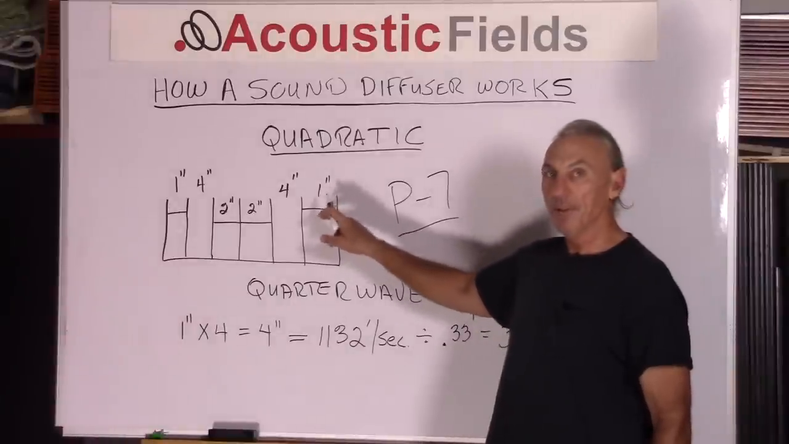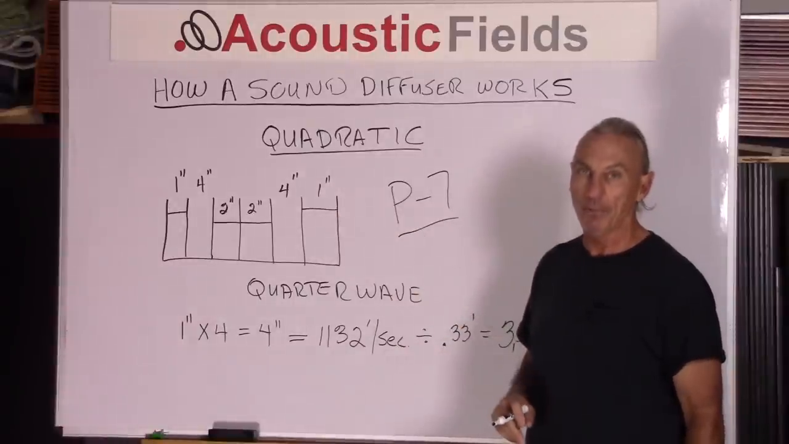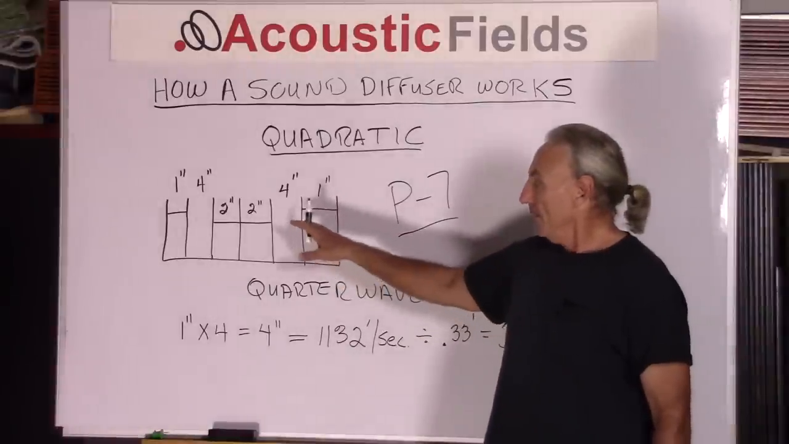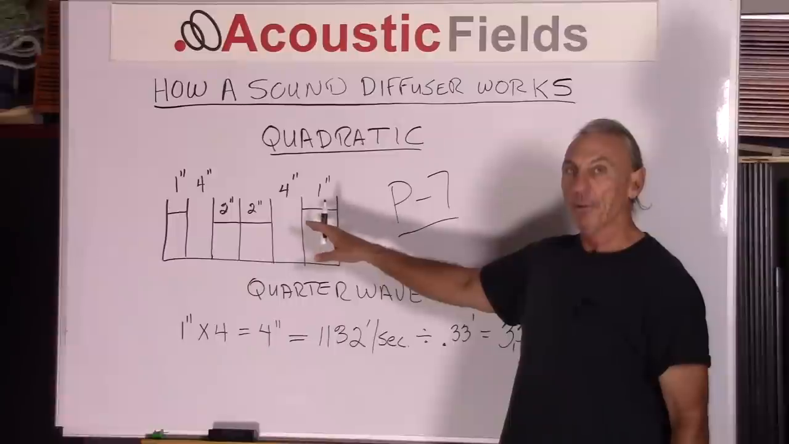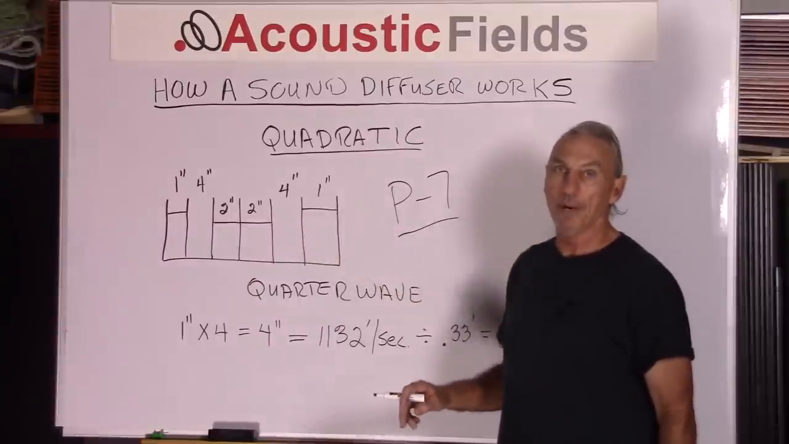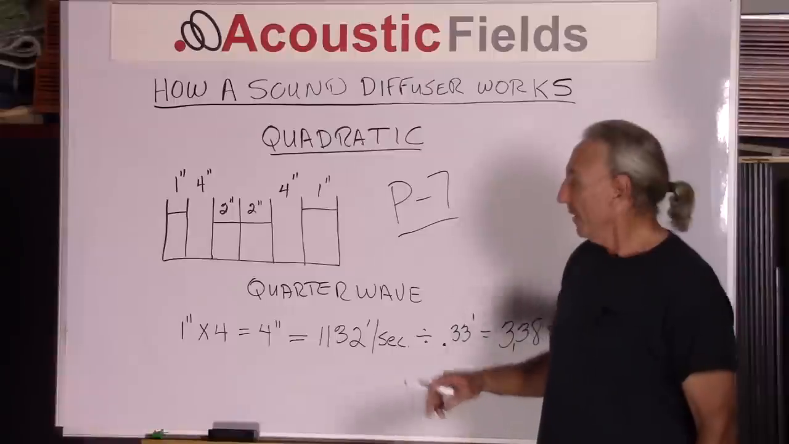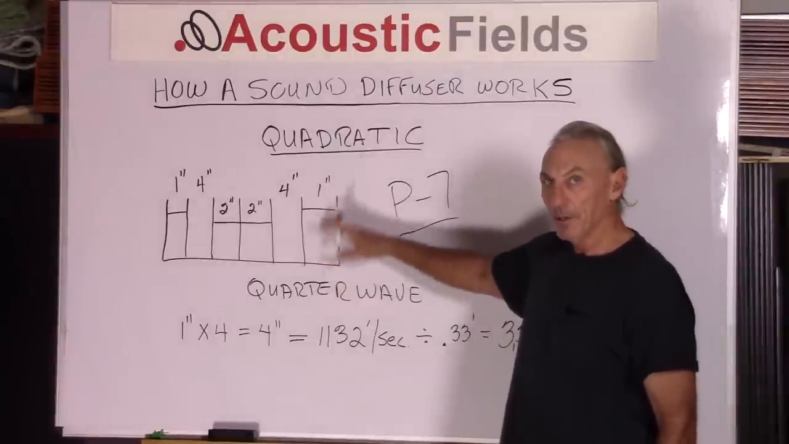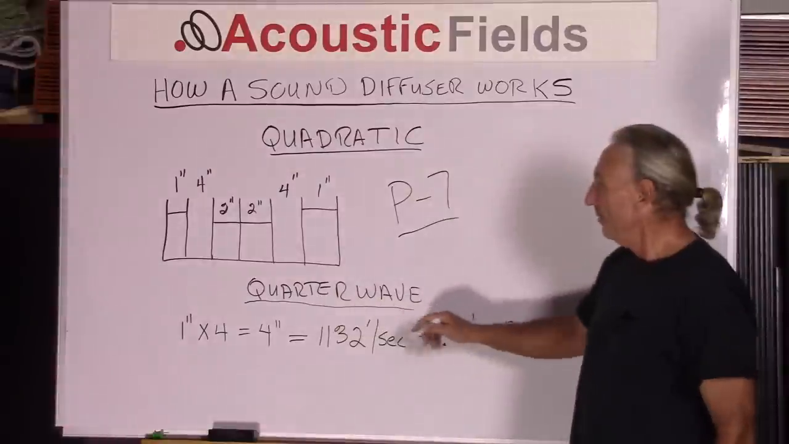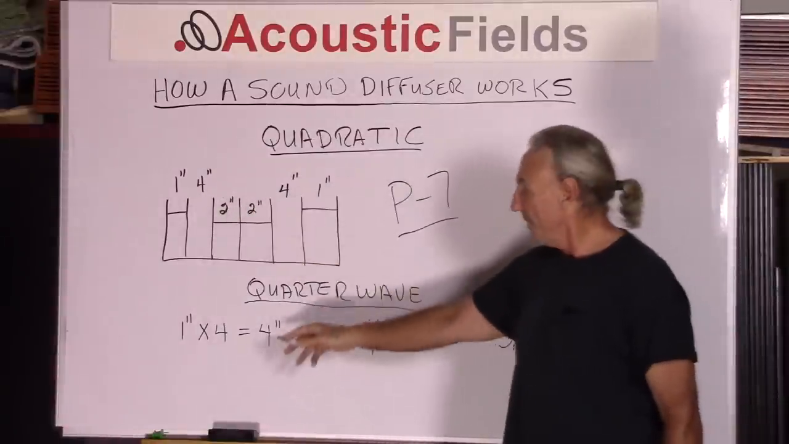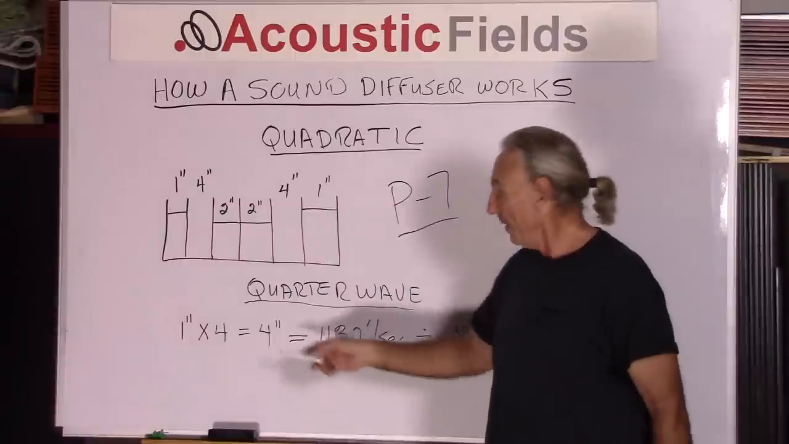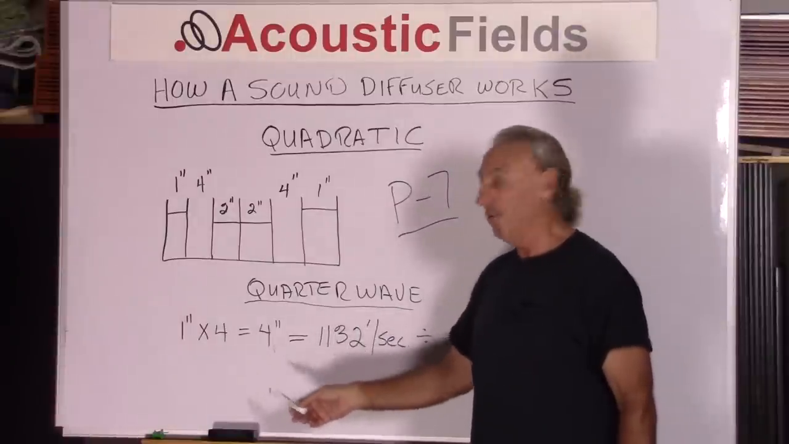Each one of these well depths is based on the quarter wavelength rule, and we'll talk about the quarter wavelength rule in another video. The distance across, or the horizontal dimension, is half wavelength. So let's just stick with the vertical ones for right now and look at the quarter wave rule. Our first well is 1 inch, times 4, because it's 25%, remember, quarter wavelength. So that gives us a total wavelength of 4 inches.